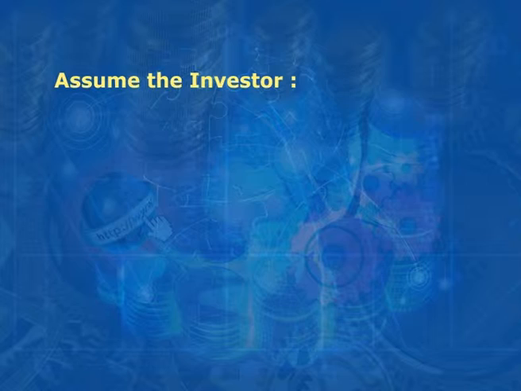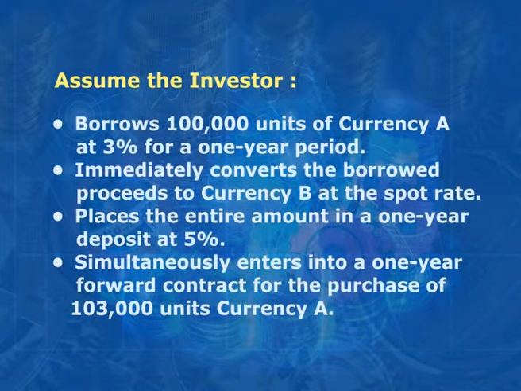Here is how it would work. Assume the investor borrows 1 lakh units of currency A at 3% for 1 year period. Immediately converts the borrowed proceeds to currency B at the spot rate. Places the entire amount in a 1-year deposit at 5%. Simultaneously enters into a 1-year forward contract for the purchase of 1,03,000 units currency A.